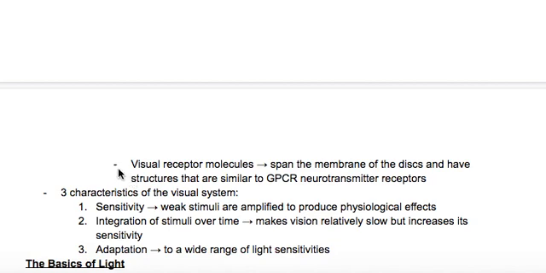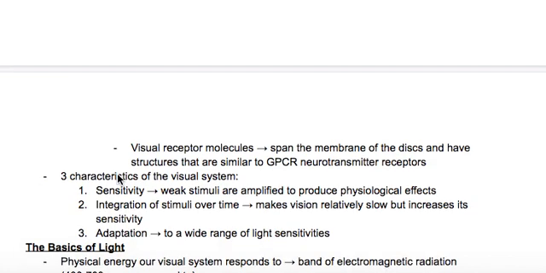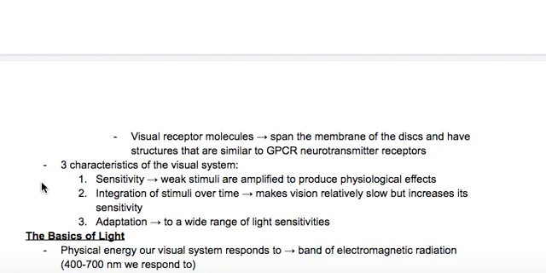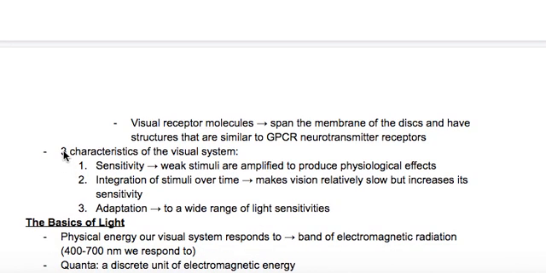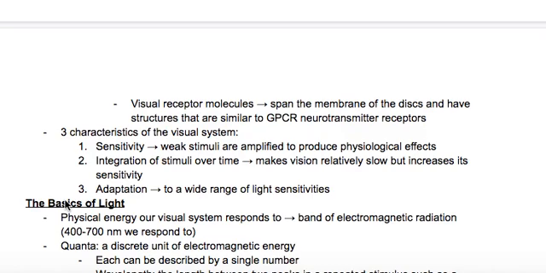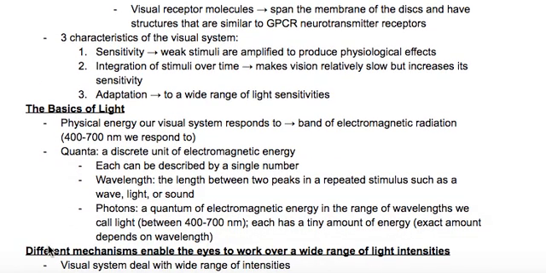Visual receptor molecules span the membrane of the discs and have structures that are similar to G protein coupled neurotransmitter receptors. This whole system comprises the three characteristics of the visual system. The first is sensitivity to weak stimuli, in which weak stimuli are amplified to produce physiological effects. The second is the integration of stimuli over time, which makes vision relatively slow but increases its sensitivity. And the last is adaptation to a wide range of light sensitivities.